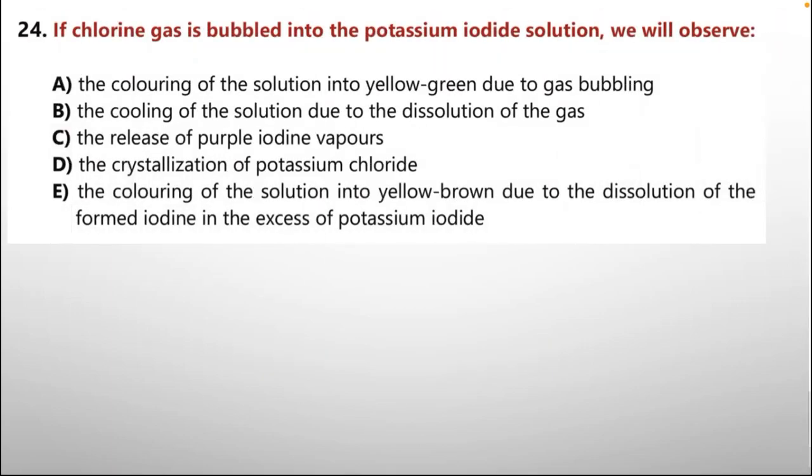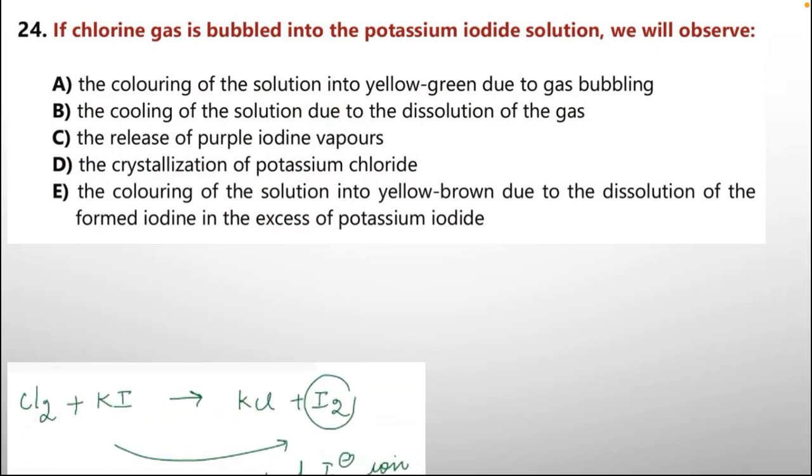Question number 24. If chlorine gas is bubbled into the potassium iodide solution, we will observe, and options from A to E are available: A. The coloring of the solution into yellow-green due to gas bubbling. B. The cooling of the solution due to the dissolution of the gas. C. The release of purple iodine vapors. D. The crystallization of potassium chloride. E. The coloring of the solution into yellow-brown due to the dissolution of the formed iodine in the excess of potassium iodide.